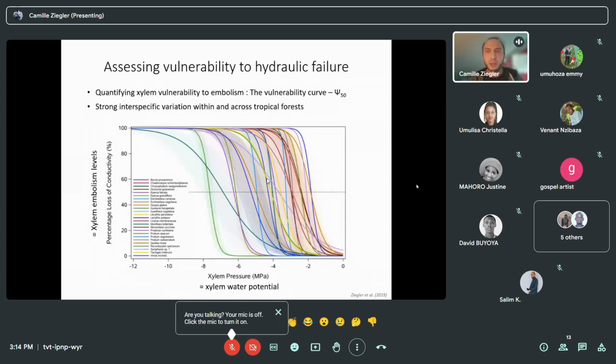So we're going to use this metric, what we call psi 50, which is the point where plants have lost 50% of their conductivity. We see here that we have a strong interspecific variation in this forest, and this is also true in other tropical forests around the world. As I said, once plants reach critical levels of loss in conductivity, they will die. But they have different adaptations to avoid this situation.